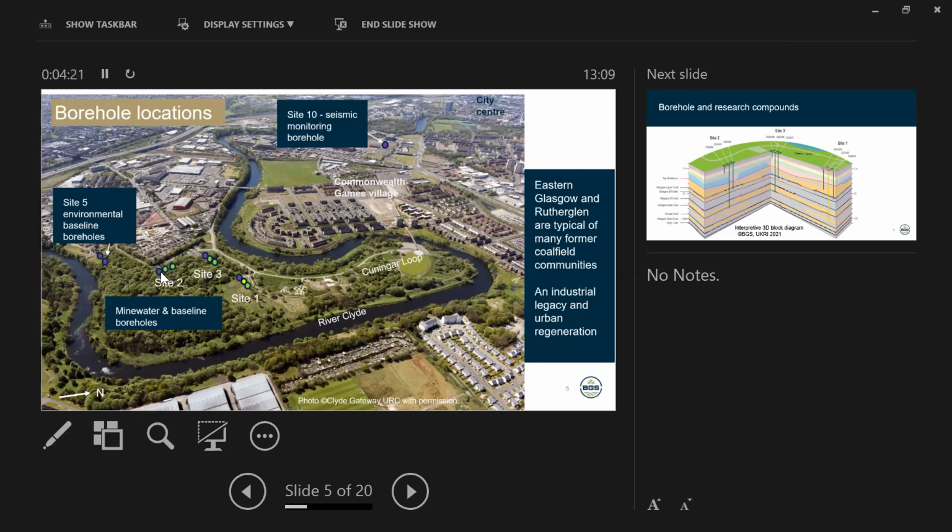And we have in purple the boreholes that are environmental monitoring boreholes. And the green ones are for water circulation. And the yellow one is for sensor testing. And we also have environmental monitoring at site 5 and also seismic monitoring at site 10.